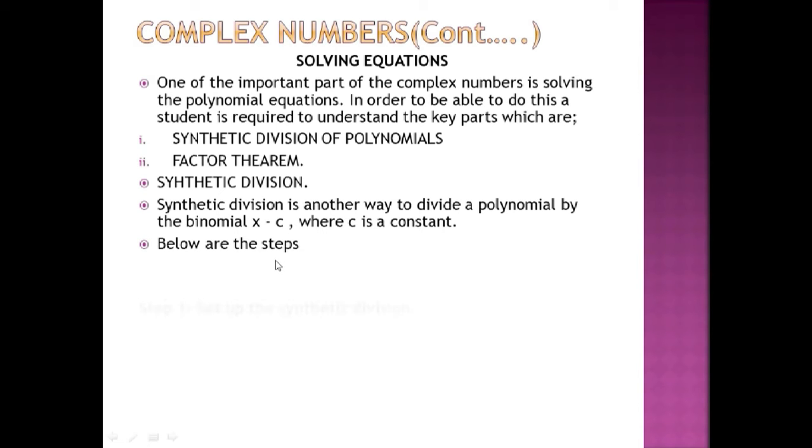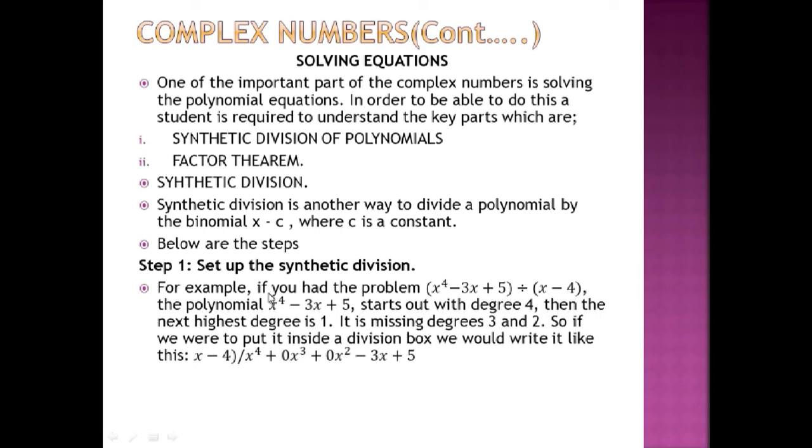Below are the steps to follow when you want to divide a polynomial by using synthetic division. Step 1, set up the synthetic division. For example, if you had a problem like x to the power 4 minus 3x plus 5 divided by x minus 4. The polynomial starts out with the degree of 4, then the next highest degree is 1. As you can see, it is missing degrees 3 and 2.